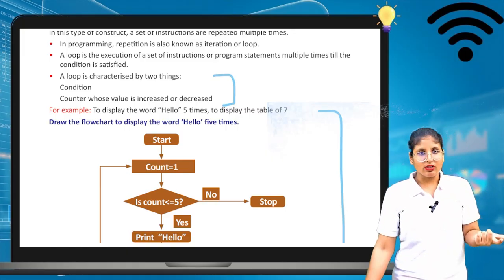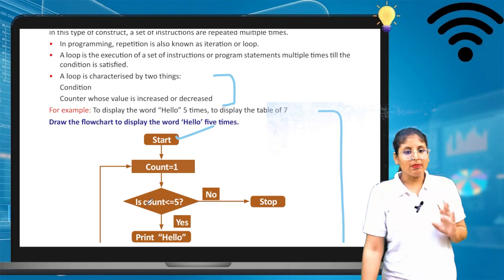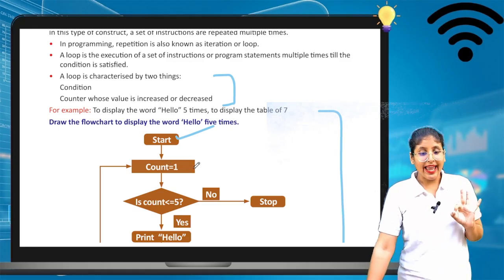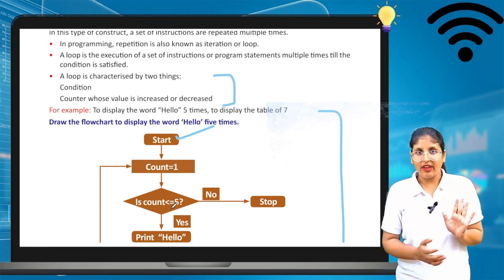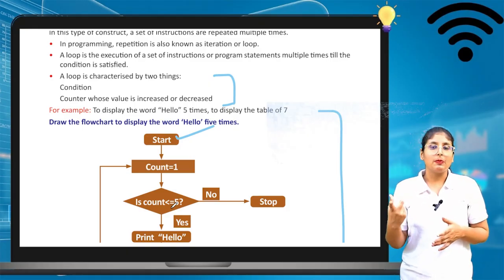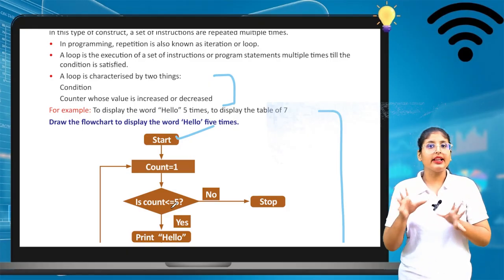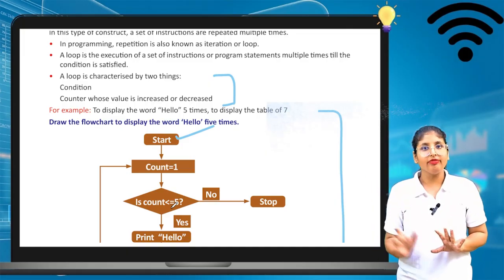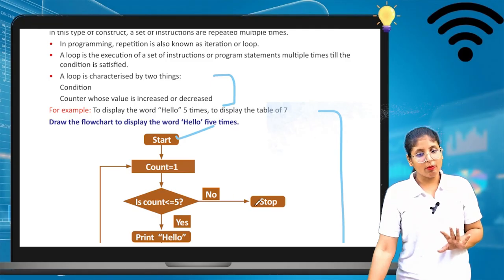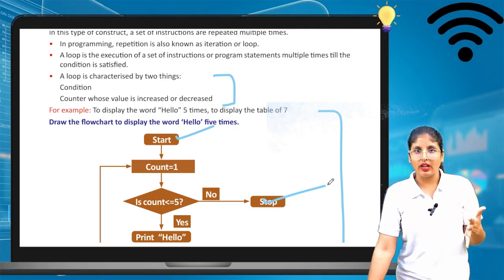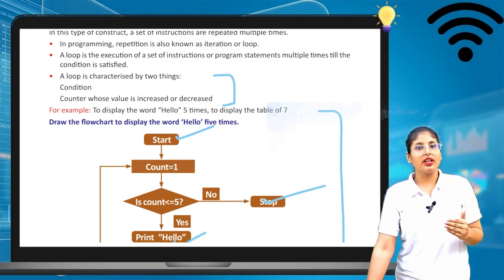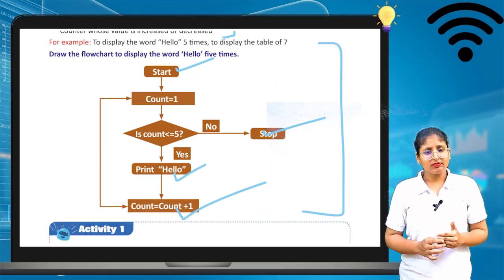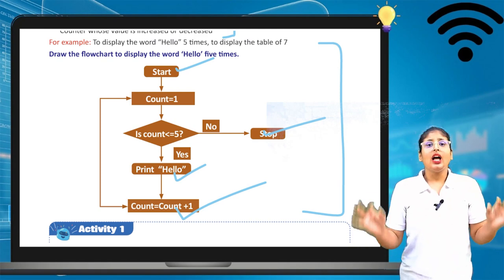Okay, of course, a flow chart starts with a start button and ends with a stop button. So for example, first you can write count = 1. Okay, and you can write: is count greater than or equal to 5? Because you have to write the word hello 5 times. If it is no, then print hello and increase the count. If it is yes, then your program stops, which means hello has been written 5 times. Okay, these are the flow charts we can use.